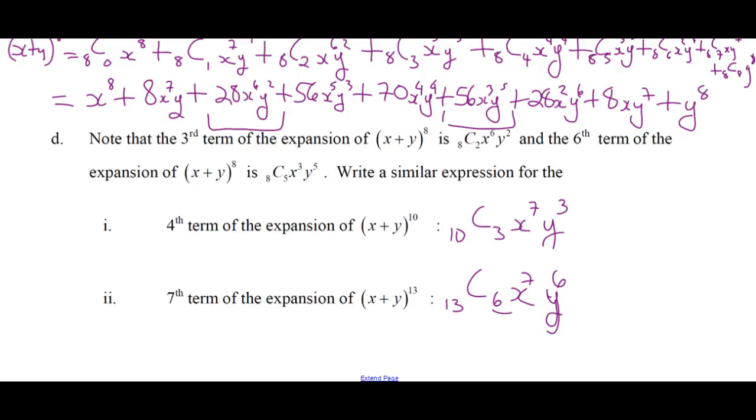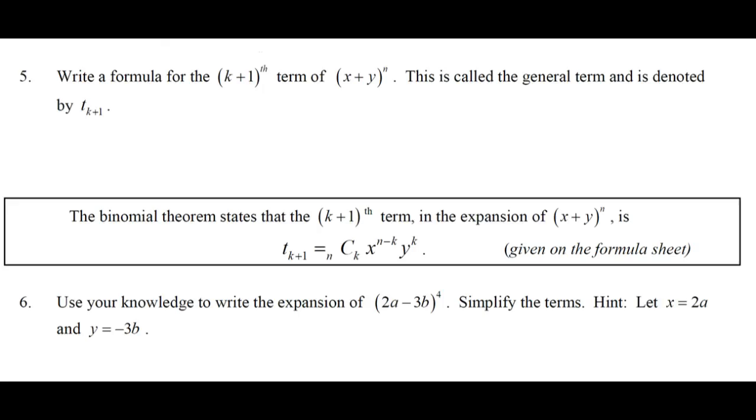Here's the deal. This matches this. Wait, that doesn't match the pattern. You can't count. Okay, you're right. Write a formula for the k plus 1th term of x plus y to the n. So it's going to be n choose 1 less, right? N choose k, the k plus 1th term, because we have no 0th term. So if I want the term that has a 0, I've got to go 0 here to get the first term, right? So the k plus 1th term. And then it's x, okay, the y is to the k, and this will be n minus k.